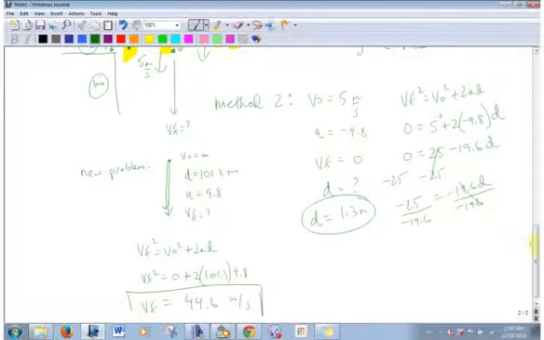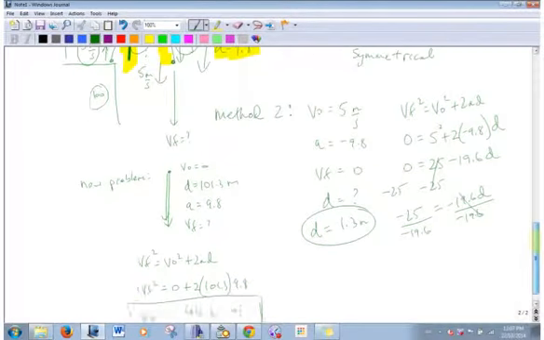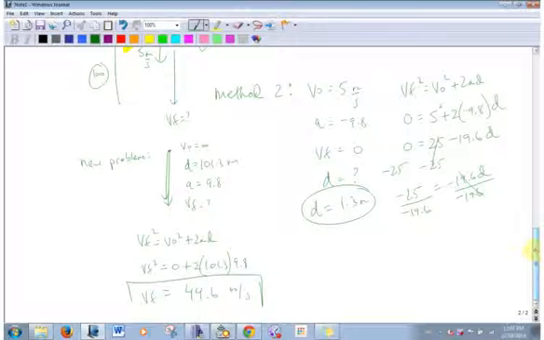So, there's lots of different ways you can do these things. Formulas will always work unless you make a mistake. It just gets a little more confusing because now we got to think about direction. Okay?